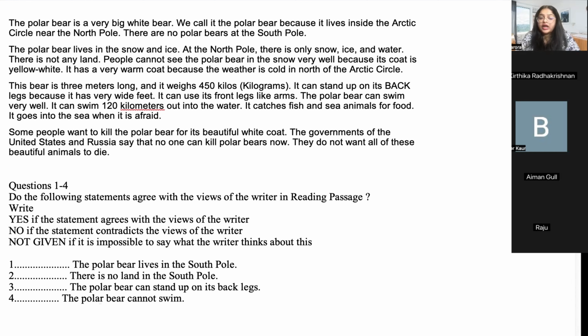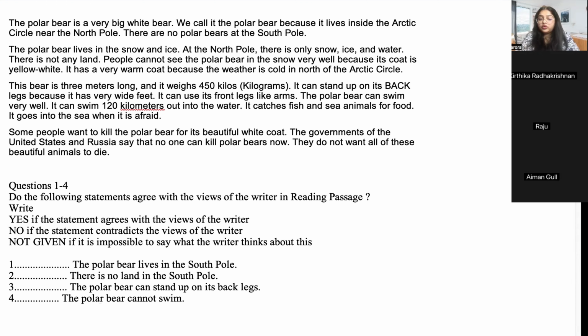If over here it would have been written lived, then we would have had to focus on that, and over there also it should have been talked in the past tense. And if not, then the answer would have been something else. So please note the tenses as well when you're reading the statement. The second statement is there is no land in the South Pole. So no land. Here the word is no. So you have to note this word also. This is what? This is a qualifier.